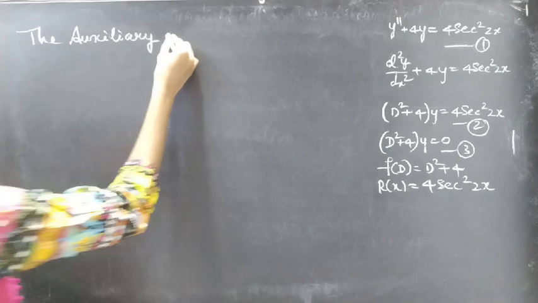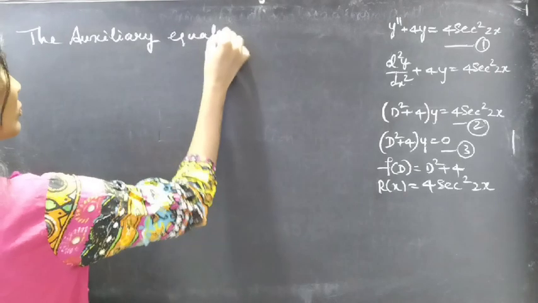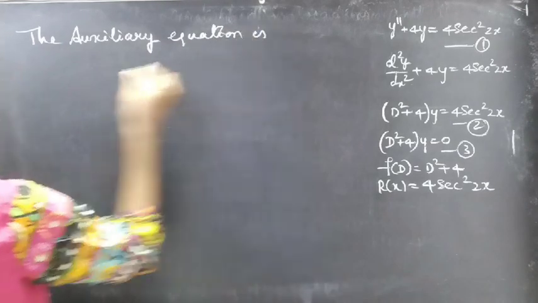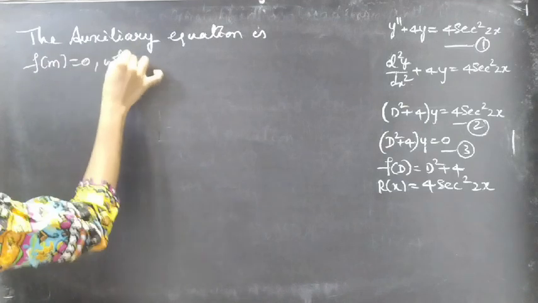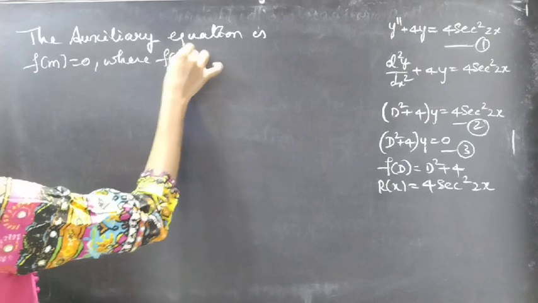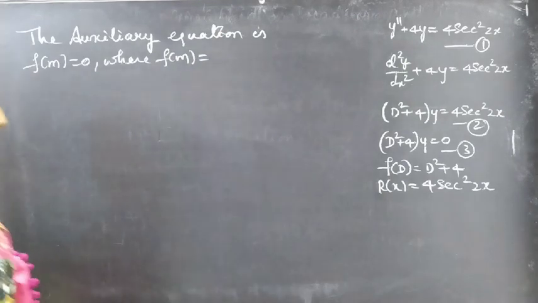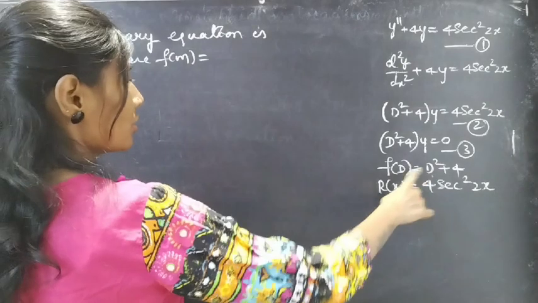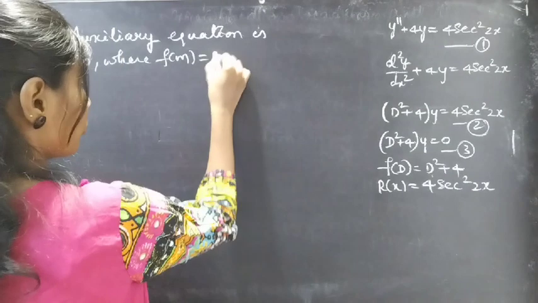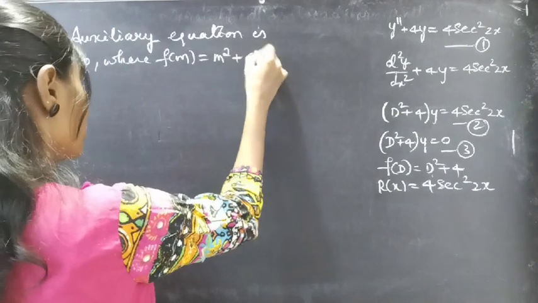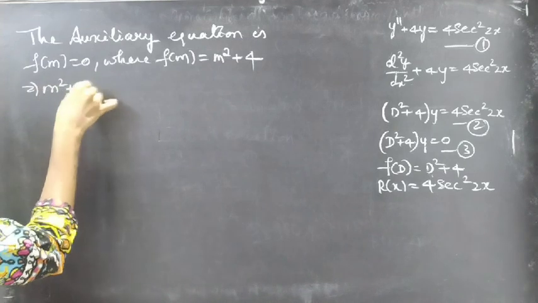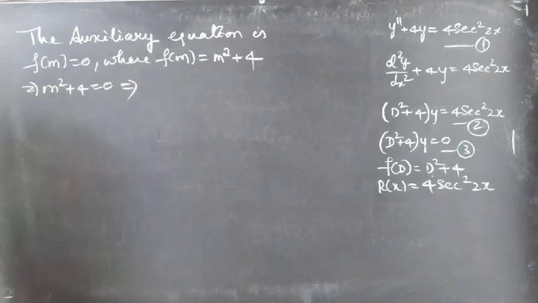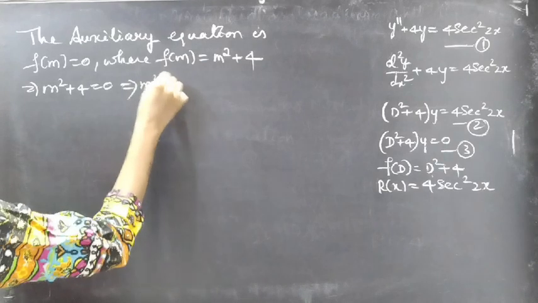The auxiliary equation is f of m equal to 0, where f of D is D square plus 4. Let's replace the differential operator D by m so that we'll get f of m equal to m square plus 4, and the auxiliary equation becomes m square plus 4 equals 0. We need to find roots to this equation. So let's take plus 4 to RHS.